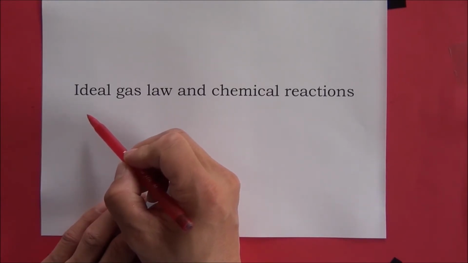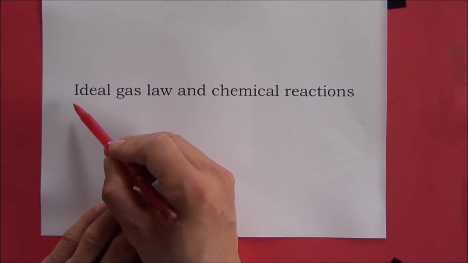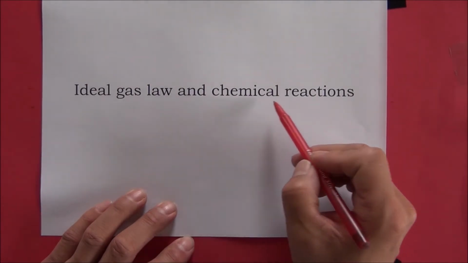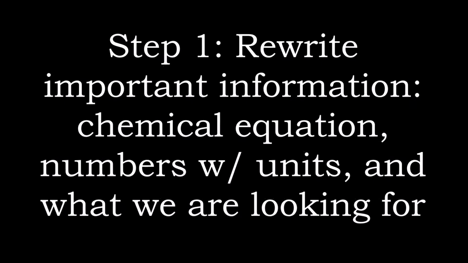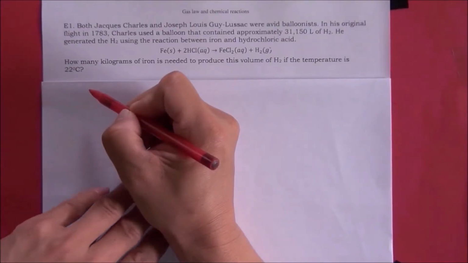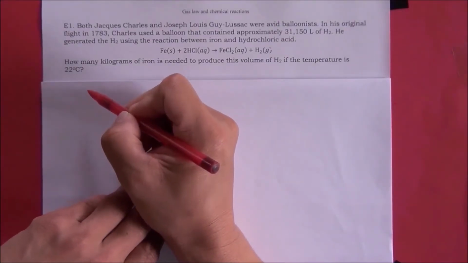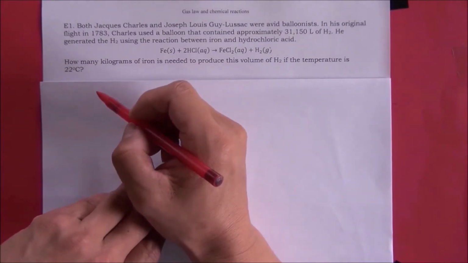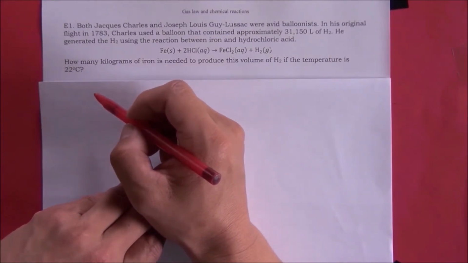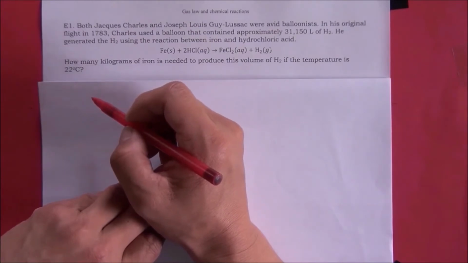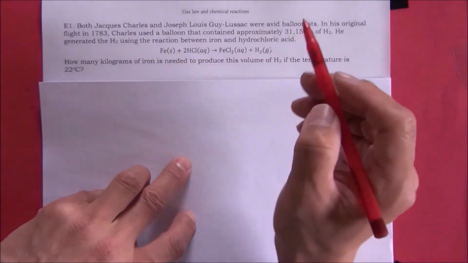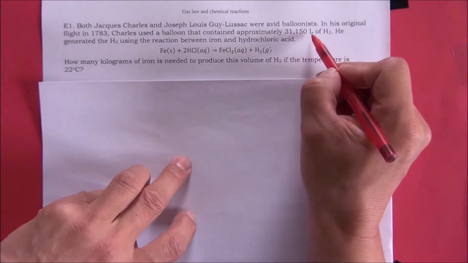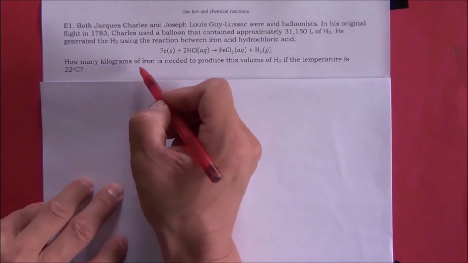Today, I'm going to teach you some very important skills to solve problems that include ideal gas law and chemical reactions. Before you start to look for a solution for a problem, it is extremely important to read the question carefully and rewrite the important information. When I say the important information, I mean chemical equation, numbers with units, and what we are looking for.